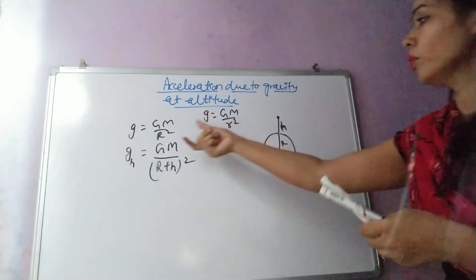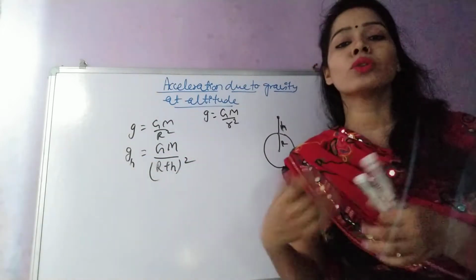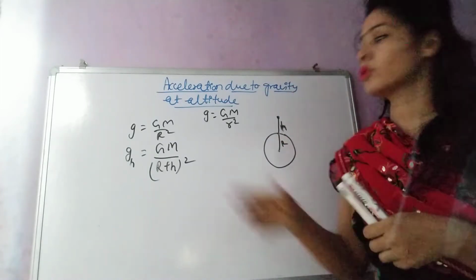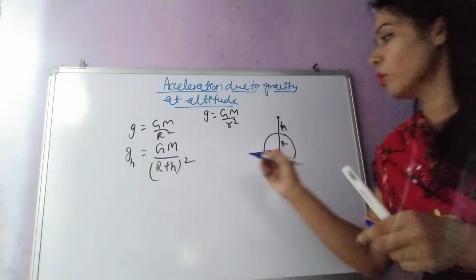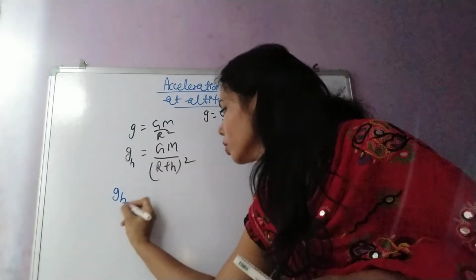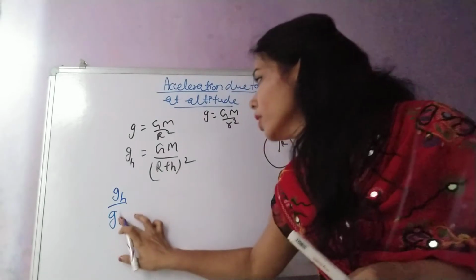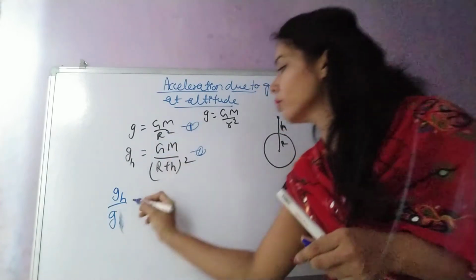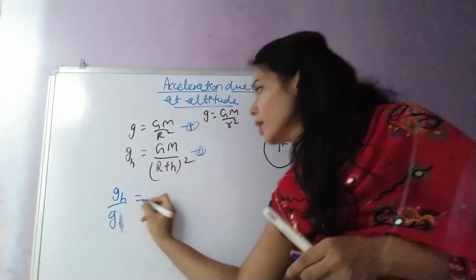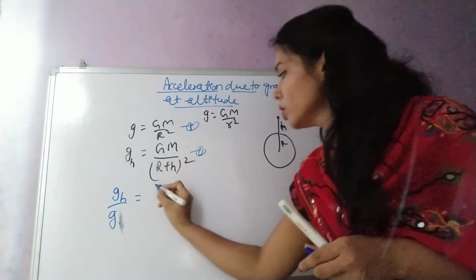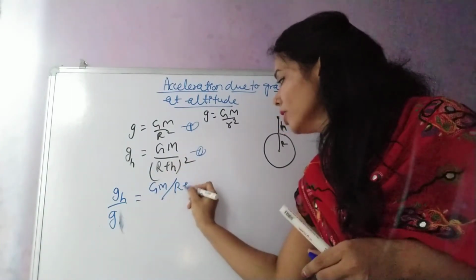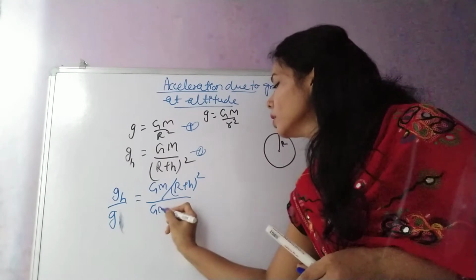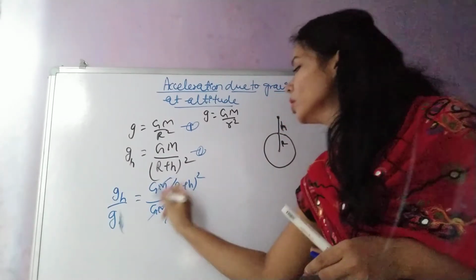Now we will find the relation between this gh and g. That will be the value of the gravitational acceleration at a certain height. So let's try to find out. We will do gh upon g by dividing the second equation by the first. So gh upon g equals, first of all, the value of gh, which is GM upon R plus h whole square, divided by the value of small g, which is GM upon R square. Now this GM is cancelled.